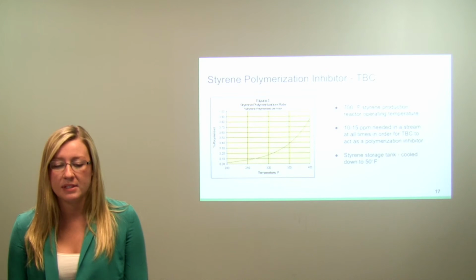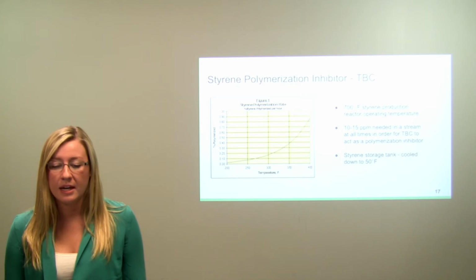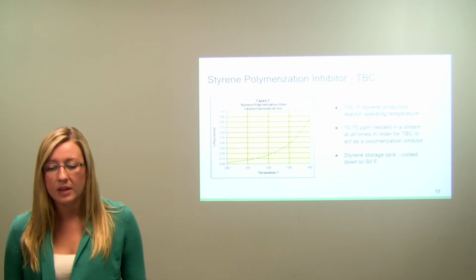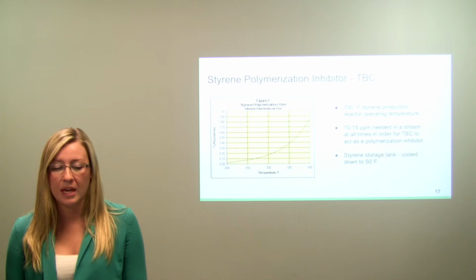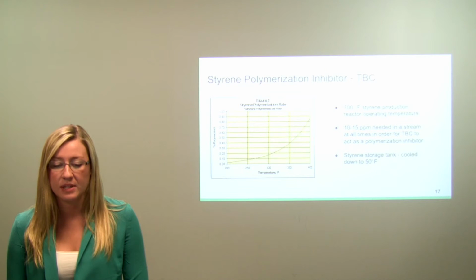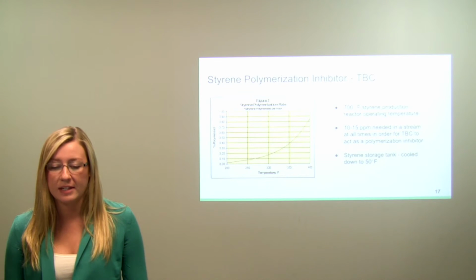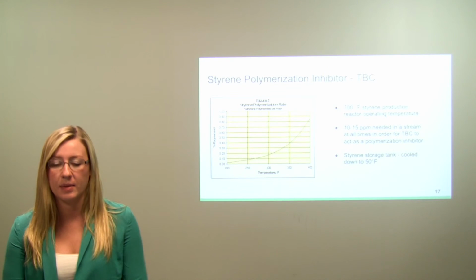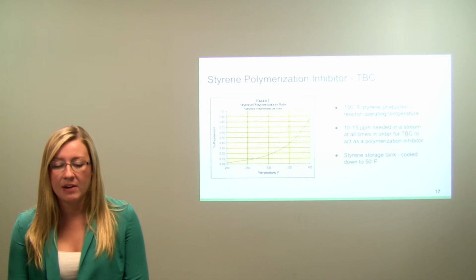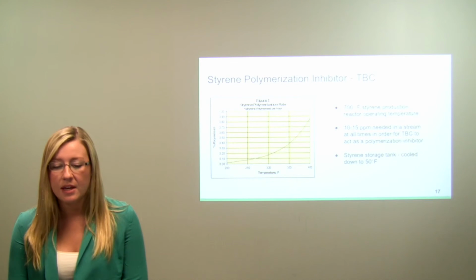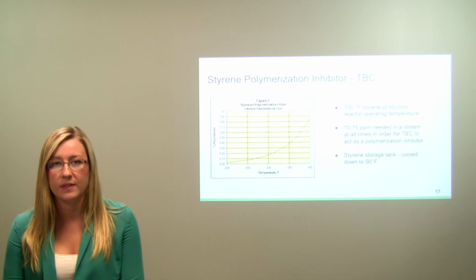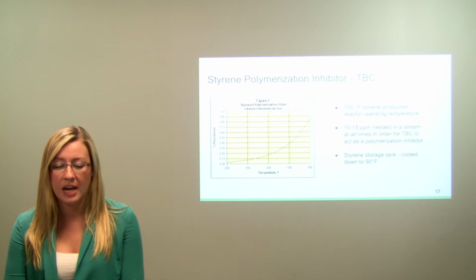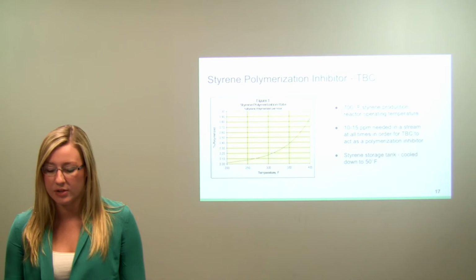TBC is the most common styrene polymerization inhibitor in the market in 2016, and only 10 to 15 ppm is needed in a stream at all times in order for TBC to be effectively working as a polymerization inhibitor. After the styrene production and purification steps, the styrene product is cooled down to 50 degrees Fahrenheit in a storage tank in order to eliminate any chance of polymerization during storage.